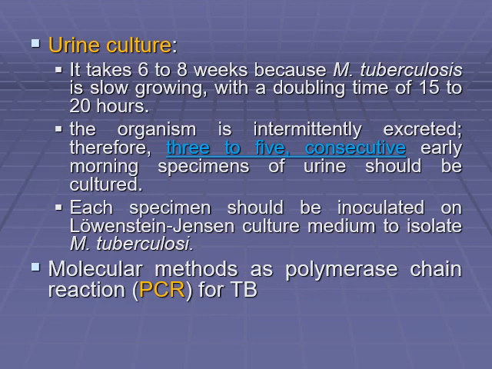It takes 6 to 8 weeks because Mycobacterium tuberculosis is a slowly growing organism with a doubling time of about 15 to 20 hours. The organism is intermittently excreted. Therefore, 3 to 5 consecutive early morning specimens of urine should be cultured. Each specimen should be inoculated on Lowenstein-Jensen culture medium to isolate the Mycobacterium tuberculosis. But recently, we can do PCR, which is specific for TB.